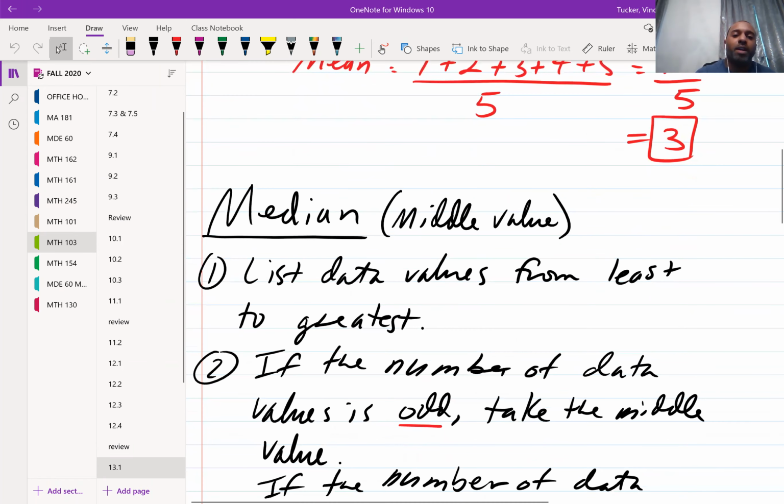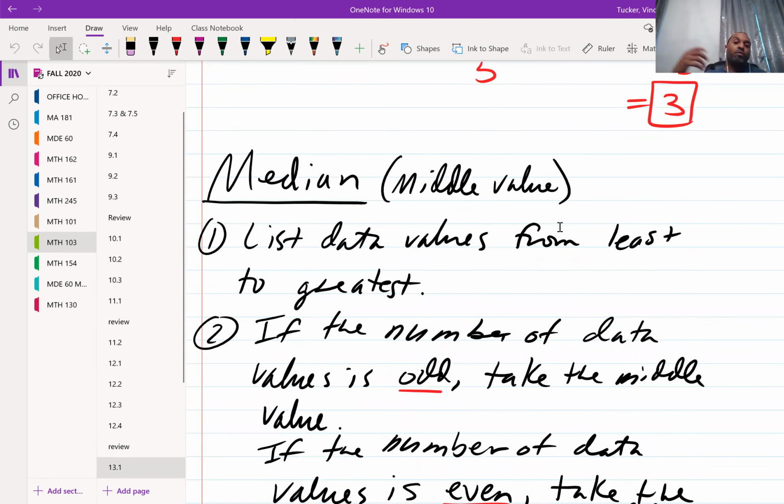All right. So your median, you can think about the middle value, median, middle. So first thing you want to do is list all of your data values from least to greatest. That is always the first move. A lot of times people forget that move, but that is always going to be your first move. List all of your data values from least to greatest.